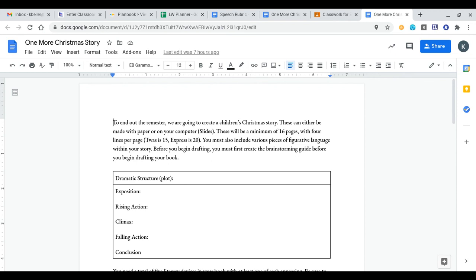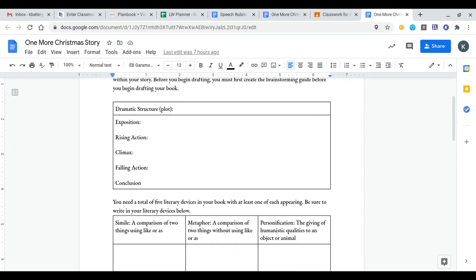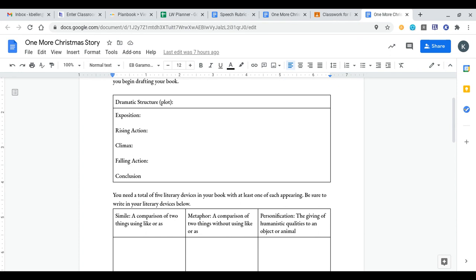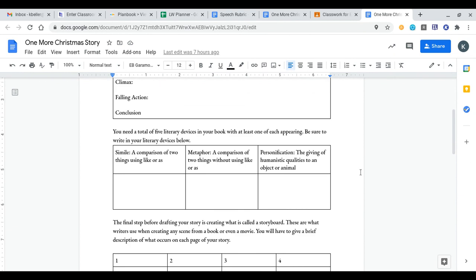But before we begin drafting the book, we first need to create a brainstorming guide so that we understand what we're going to be writing about. So as a review, one of the first things we talked about as seventh graders was the dramatic structure. So that's between exposition, rising action, climax, falling action, and resolution. Just give a couple-word summary of what's going to happen in those steps along the line in your book. And that's all that this part is going to be.